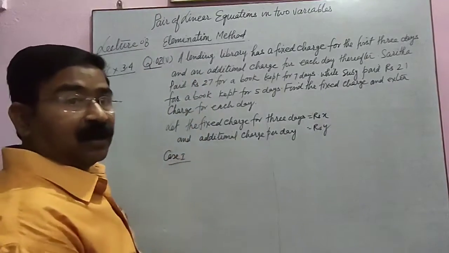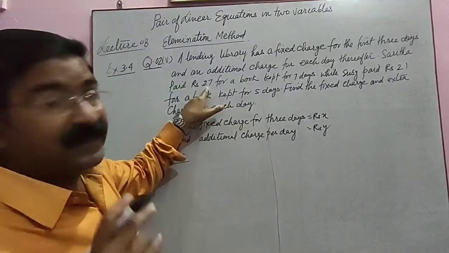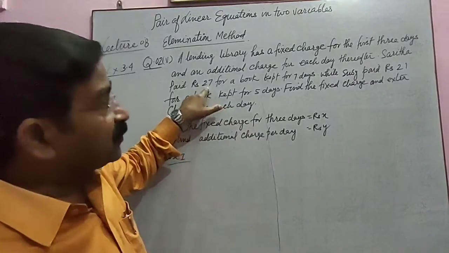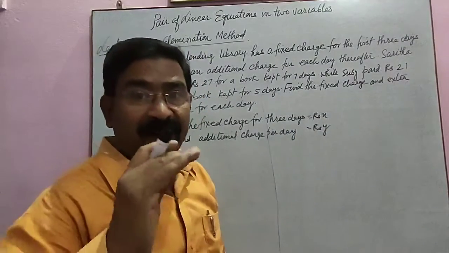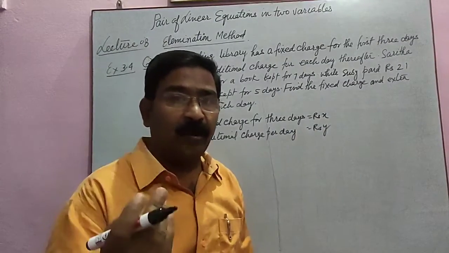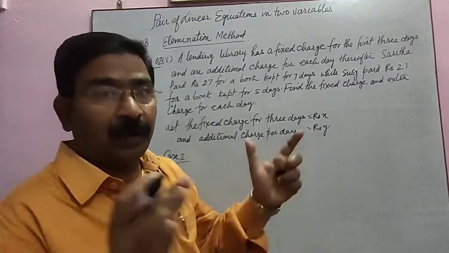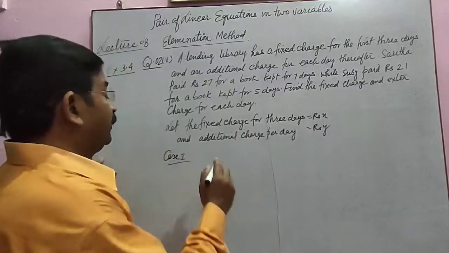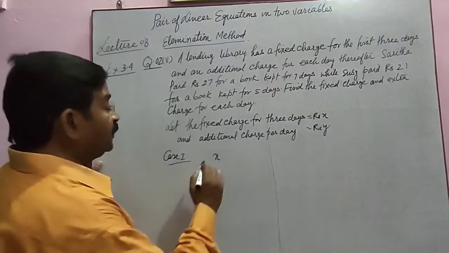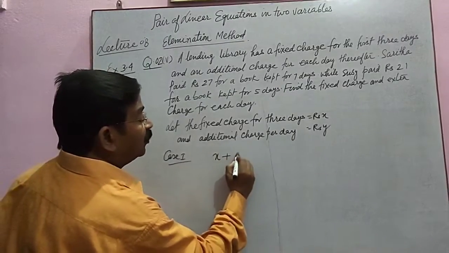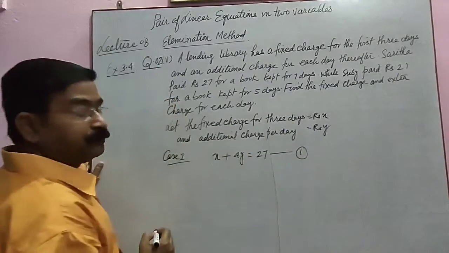First case, a girl kept the book for 7 days. So in 7 days, for the first 3 days she has to pay X rupees. And then how many days are remaining? 7 minus 3, 4 days. So for 4 days, Y rupees per day, 4Y. Together she has to pay 27. So X rupees for the first 3 days and the remaining 4 days, Y rupees per day costs 4Y, and total is 27. Equation number 1.